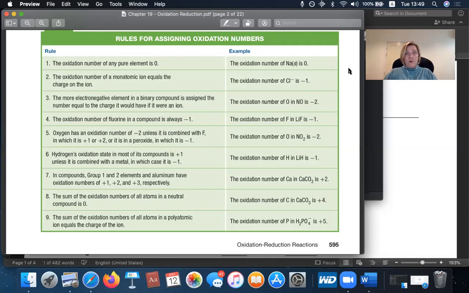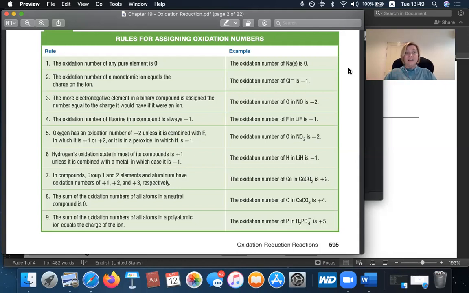Hydrogen is always +1 unless it's with a metal. Again, you probably won't see this, but if it is with a metal, then hydrogen becomes -1. Number 7, the active metals, which are groups 1 and 2 and aluminum. Group 1 is going to have an oxidation state of +1, group 2 +2, and aluminum +3. So they stay the same as their charge.